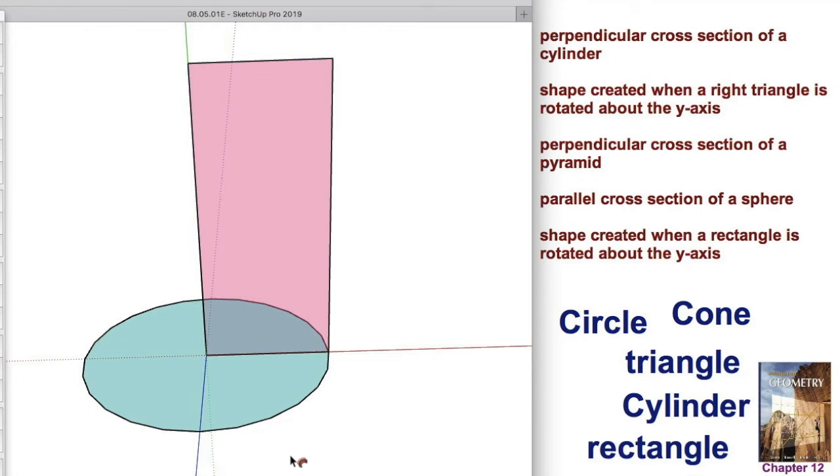Those of you in physics probably know the right-hand screw rule. If you point your fingers in the direction of red, positive x, and you curl them towards green, positive y, your thumb, using your right hand, is going to point in the positive z, or in this case, the blue axis. Well, a little bit for your physics class.